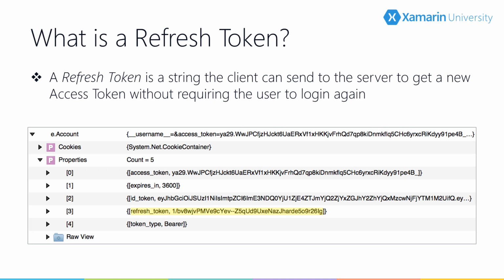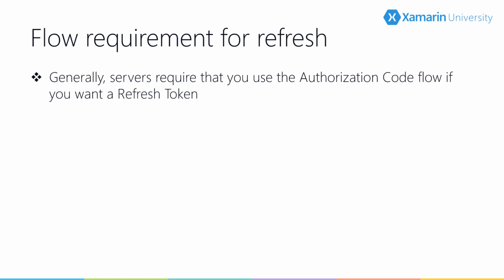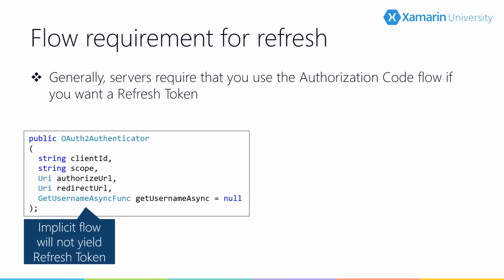A refresh token is a string the client can send to the server to get that new access token. The refresh tokens are issued to the client by the authorization server. Now, refresh tokens are not required by the OAuth spec, and not all servers will issue refresh tokens. Generally, servers that support refresh tokens require that you use the authorization code flow. The implicit flow will not yield a refresh token.